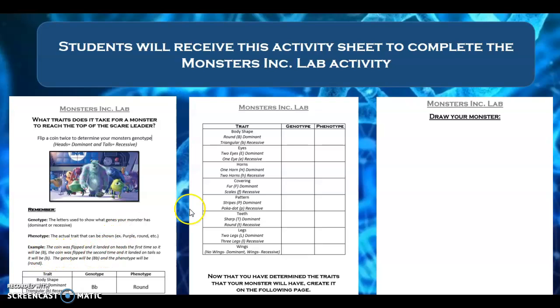So that will be big B because that's the dominant one. Say they flip it again and they get tails, which is little b. That will be a recessive gene. So their genotype will be big B, little b, and then their phenotype will be round. So again, they'll go through all of these, and then once they get through everything, they'll then go to their drawing and they'll create their monster and then share as a group.